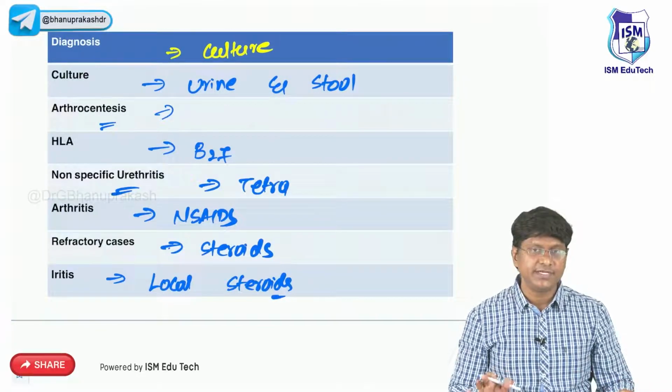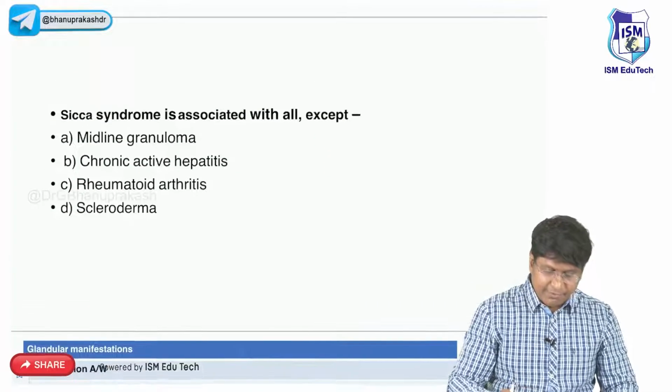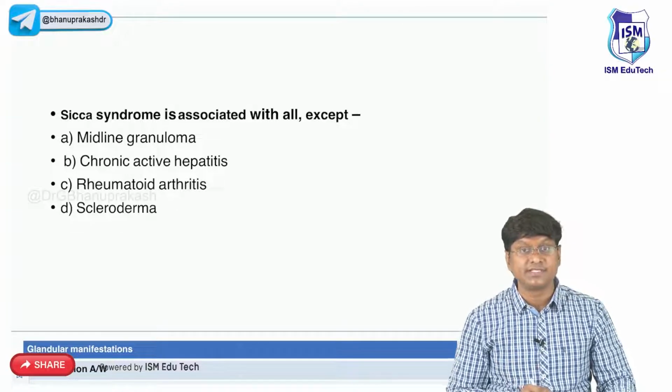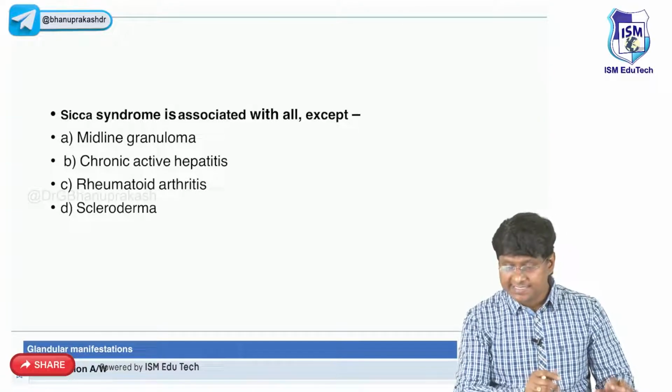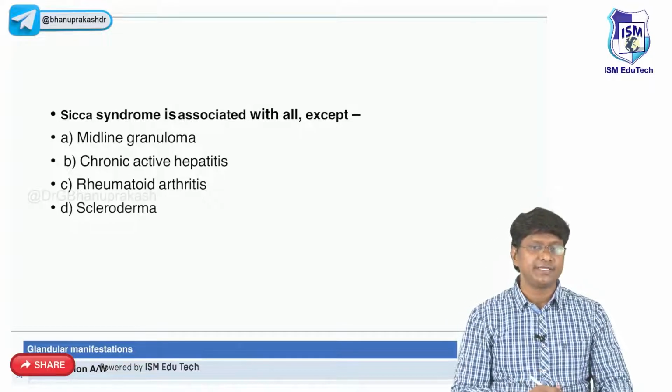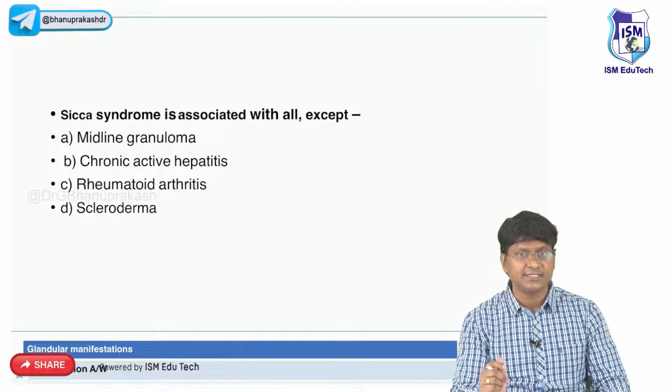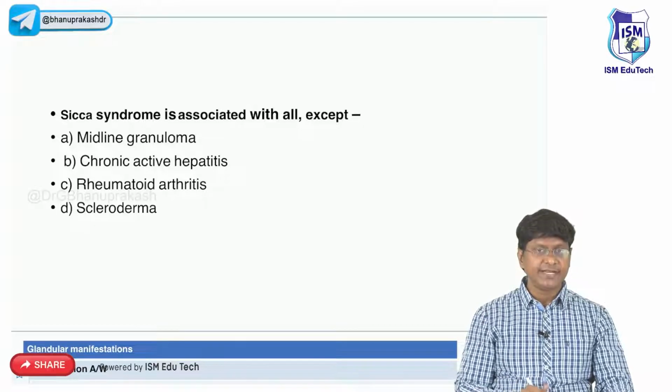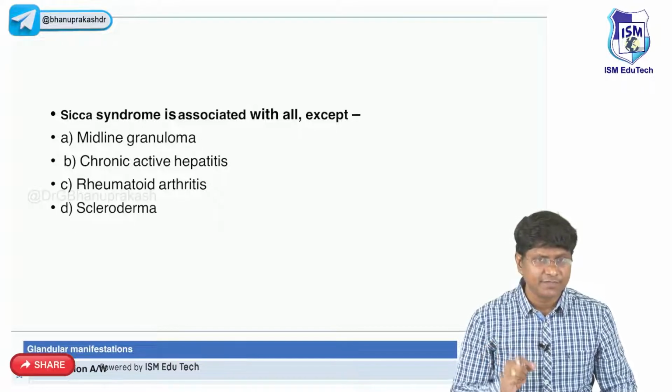So once we are done with Reiter's or reactive arthritis, then the next important topic for discussion is Sjogren syndrome. Sjogren syndrome is associated with all of the following conditions except: midline granuloma, chronic active hepatitis, rheumatoid arthritis, scleroderma, right? So now let me take up the discussion of Sjogren's.